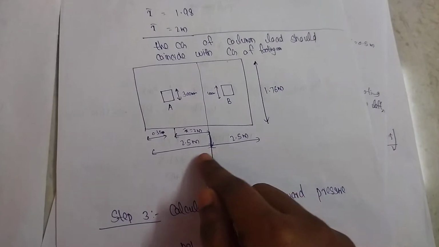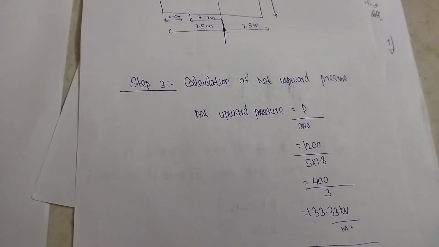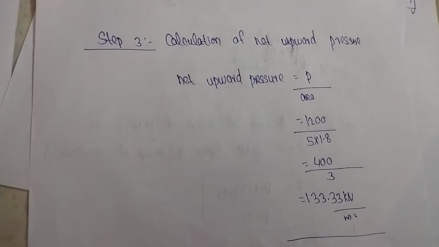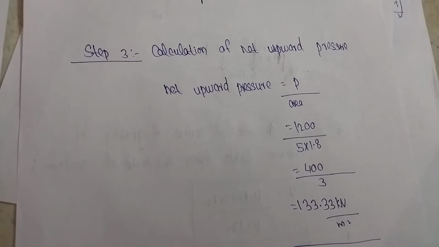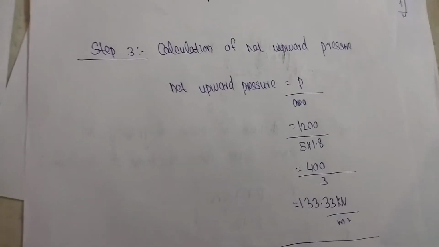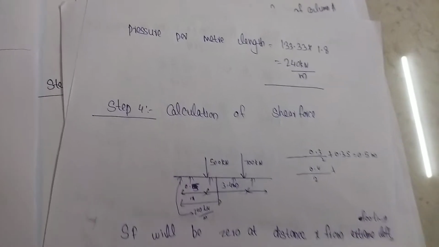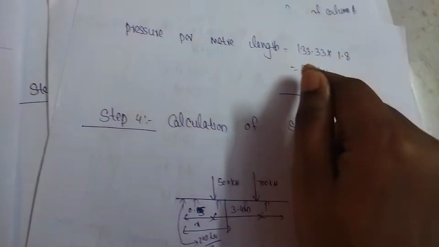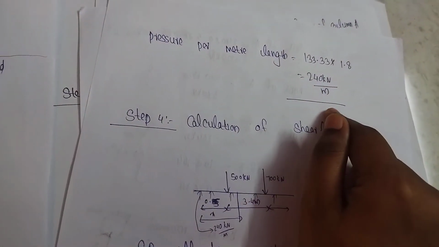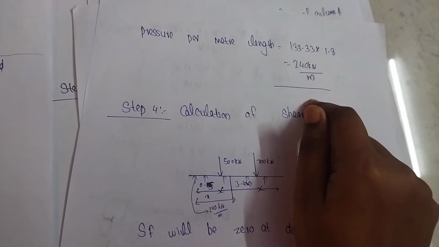Similarly you can calculate this distance also. Then step 3, calculation of net upward pressure. Net upward pressure is load by area. Load is the total load divided by area, 5 into 1.8. That gives 133.33 kilonewton per meter square. Then we want to calculate pressure per meter length, by multiplying it with the width value, which gives 240 kilonewton per meter. So pressure per meter length is 240 kilonewton per meter.